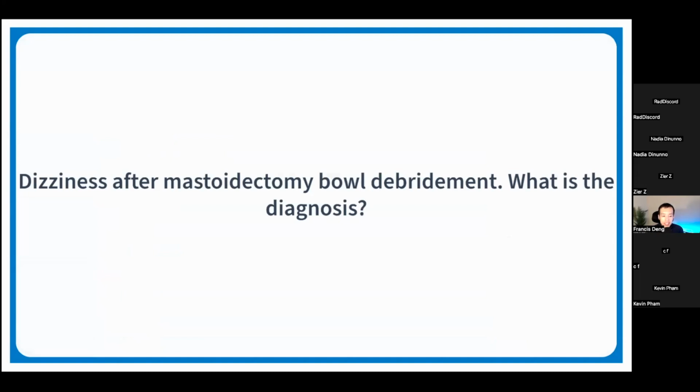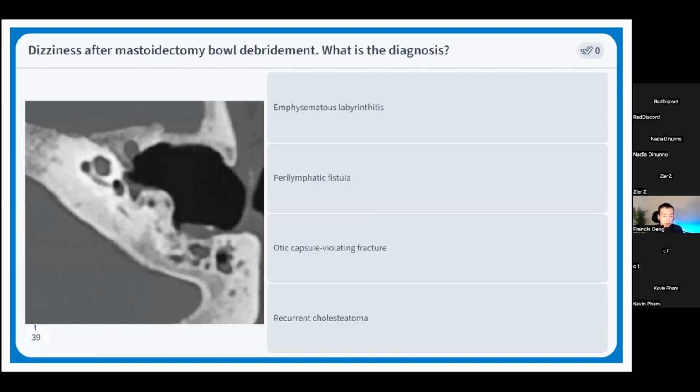This patient has dizziness after mastoidectomy bowl debridement. They had a prior canal wall down mastoidectomy for cholesteatoma, and they went to their otolaryngologist and had their mastoid bowl debrided and cleaned. But afterwards, they developed vertigo and presented to medical attention, and had a CT scan. What is the diagnosis?